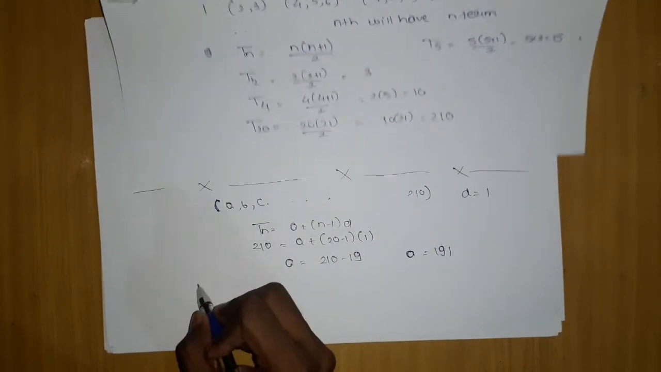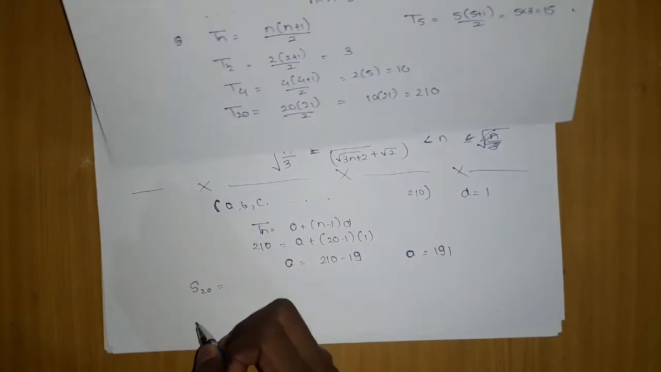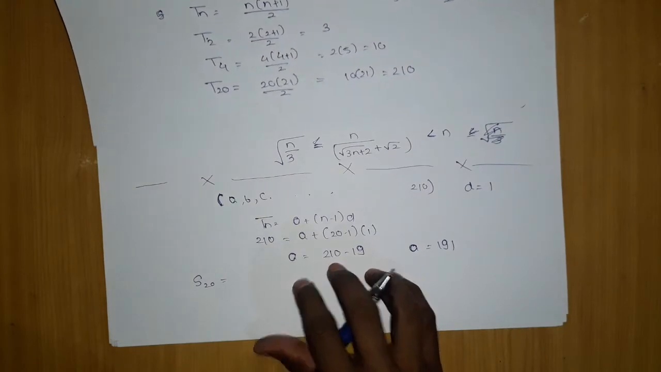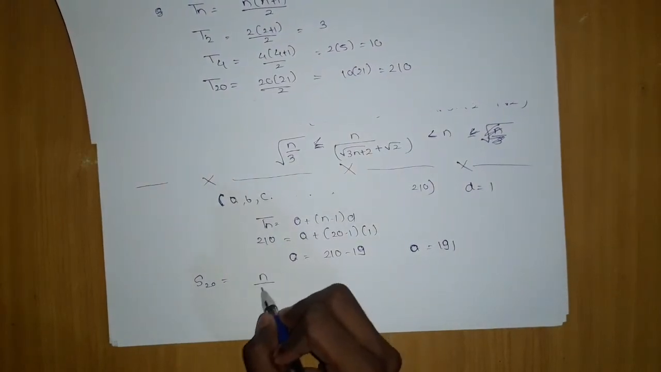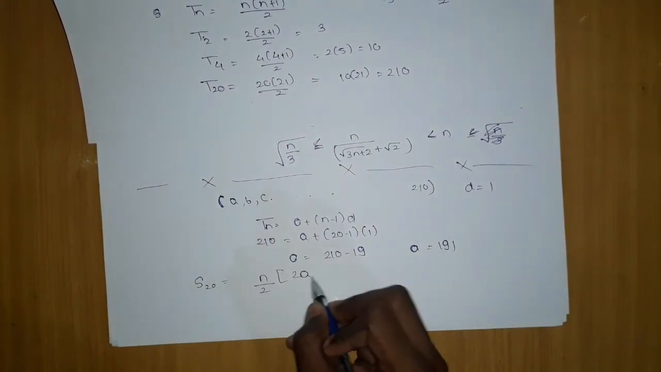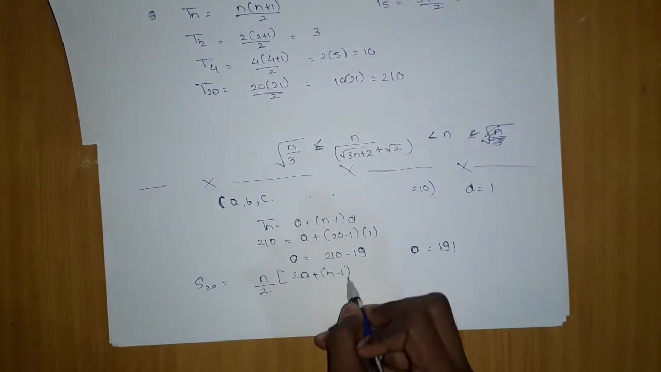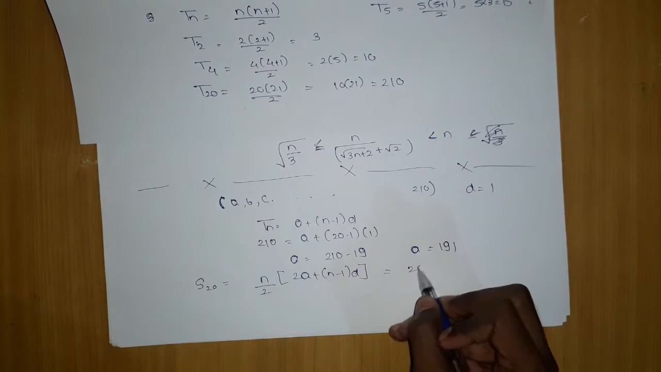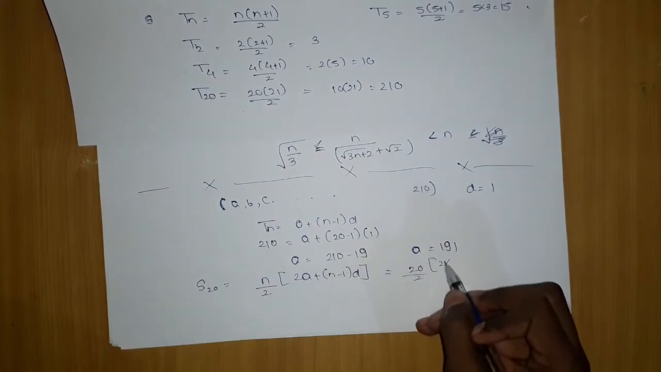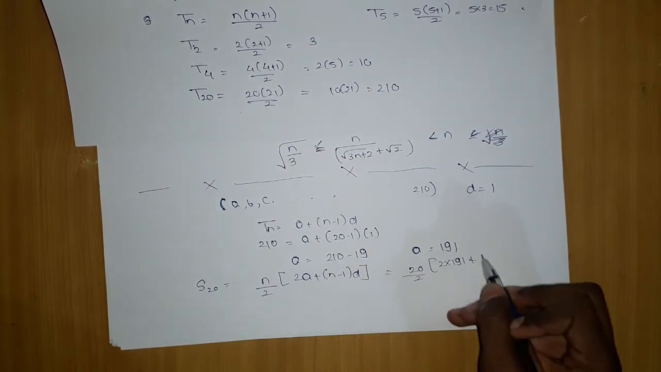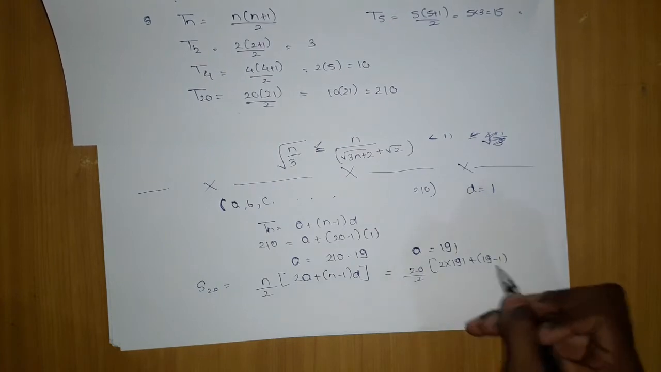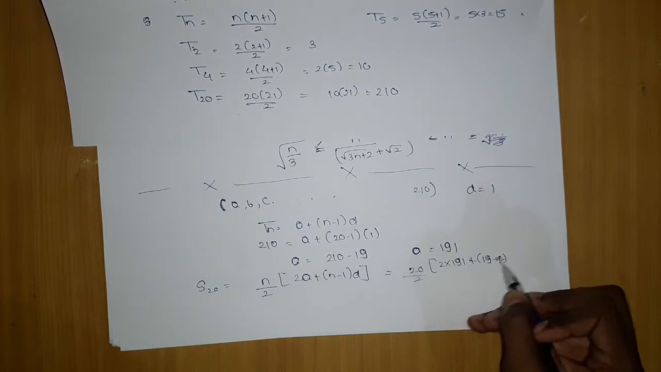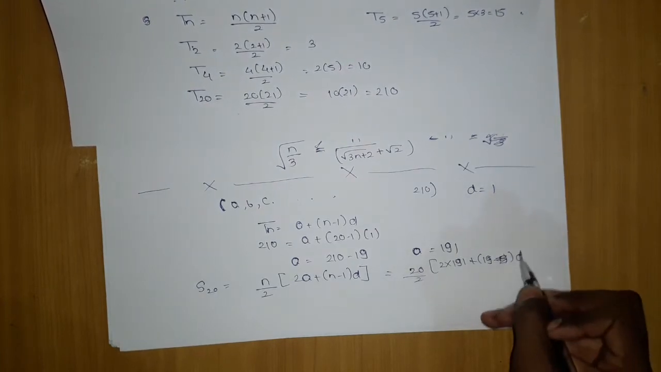Now sum of 20 terms. Okay, how we will find the sum of 20 terms? N by 2 bracket 2A plus bracket n minus 1 into D. We will apply this sum of 20 terms because it is an AP. Okay, 20 upon 2 bracket 2 into 191 plus bracket 19 minus 1. Sorry, 20 minus 1, which will give me 19 into D, which is 1 only.